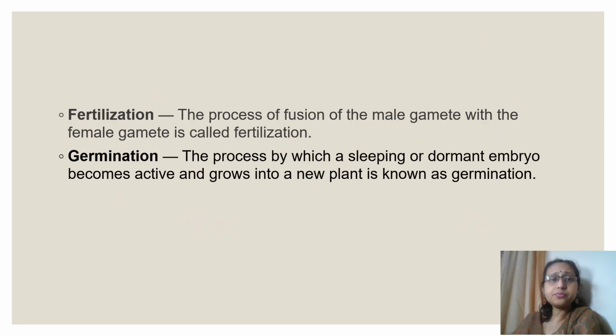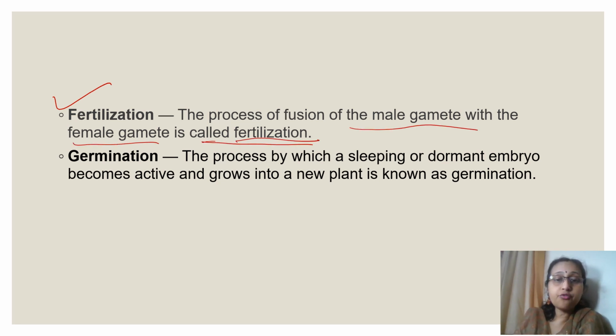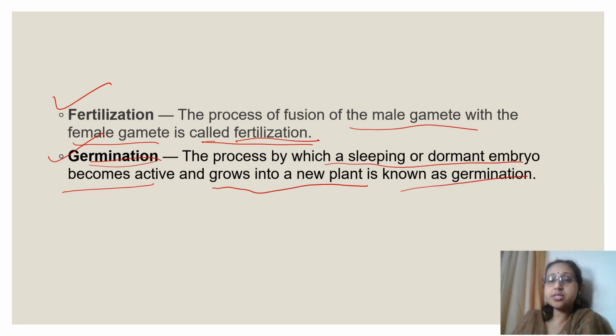Next one. What is fertilization? Fertilization is the process of fusion of the male gamete with the female gamete. What is germination? The process by which a sleeping or dormant embryo becomes active and grows into a new plant is known as germination. So this is all for today's topic.